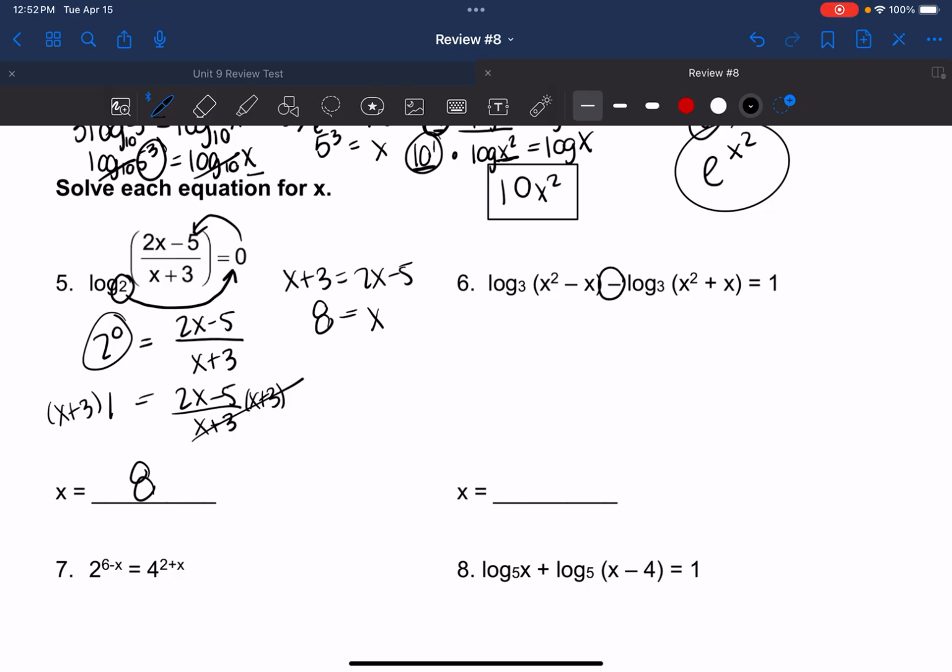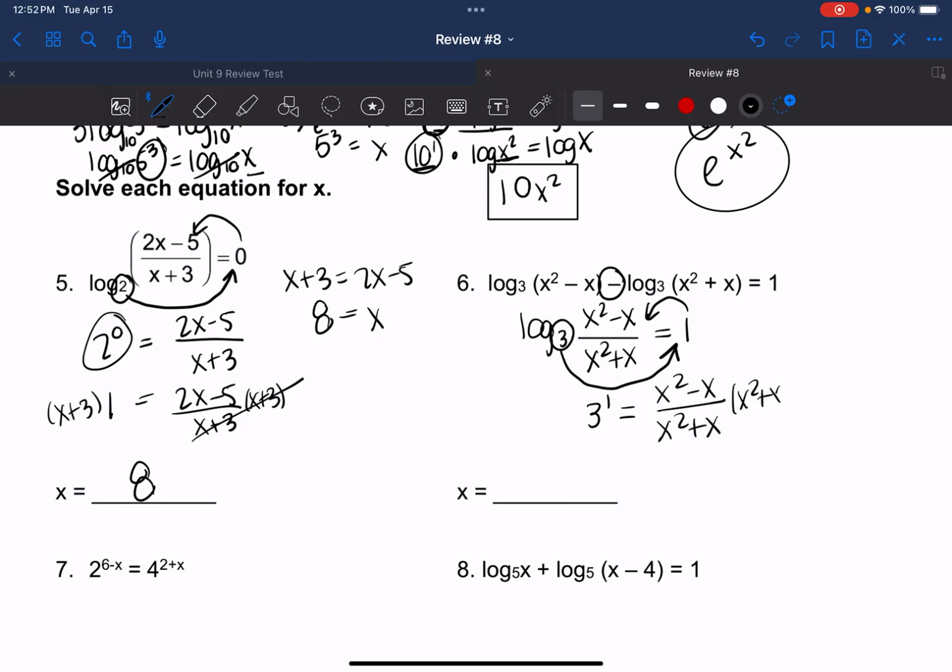All right, for this one, I've got subtraction, which I can rewrite as division. So I'm going to have log base 3 of x squared minus x over x squared plus x equals 1. And now I'm going to rewrite it like I did number 5. So my base 3 raised to this exponent equals this. So 3 to the first equals x squared minus x over x squared plus x. Again, I'm going to multiply both sides by that denominator.